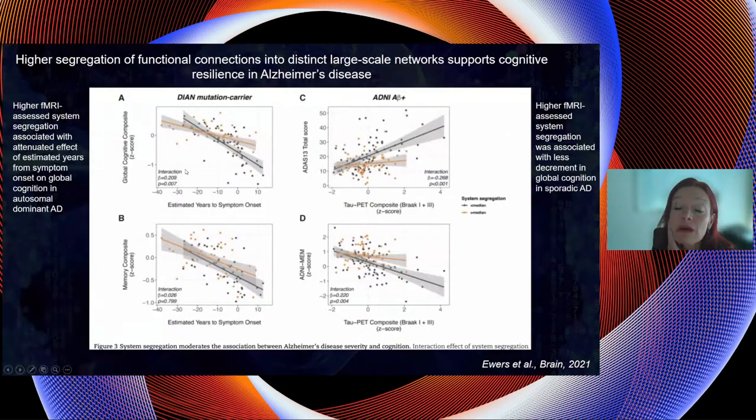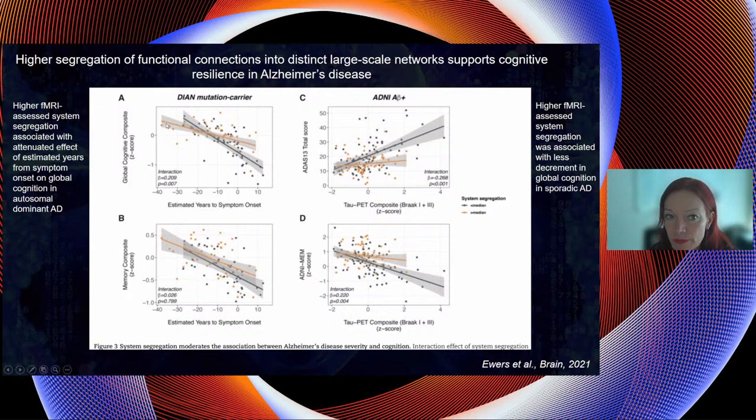In this study, Evers and collaborators have assessed segregation of functional connections, which reflects the balance between within-network connectivity and between-network connectivity. And they showed that higher segregation of functional connections into distinct large-scale networks supports cognitive resilience in Alzheimer's disease. Dark blue represents lower segregation, while the orange color represents higher segregation of functional connections into large-scale networks.